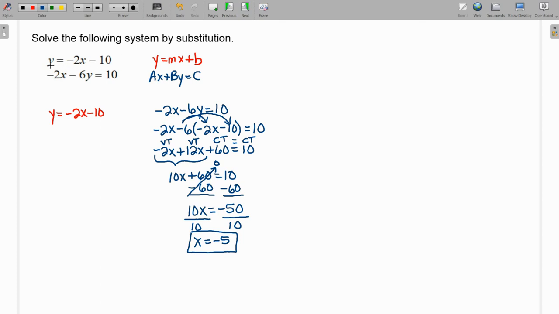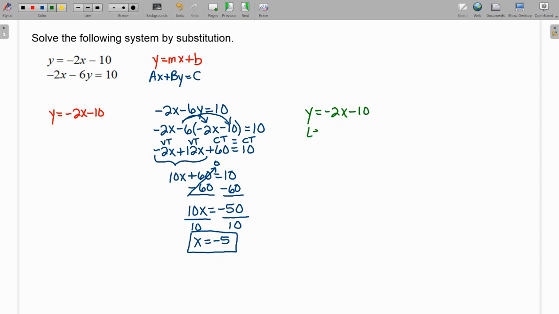The reason being is this top equation is already solved for y. So if I simply plug in x equals negative 5 right here and start using order of operations, I can easily solve for y. I'm going to have a few more steps to do that in that second equation. It's possible you can use that if you like, but I am going to make it easy here, and I'm going to use the top one.